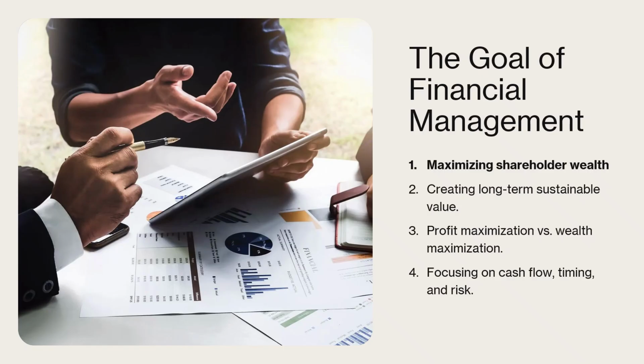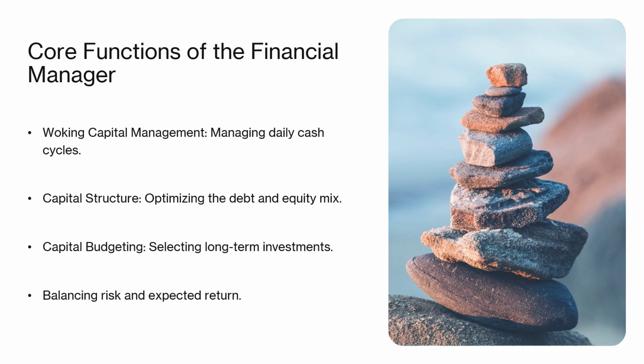To understand capital budgeting, we have to start with the core goal of financial management, which is maximizing shareholders' wealth. While maximizing short-term profits sounds good on paper, wealth maximization is about building long-term sustainable value. This means looking closely at actual cash flows, when that cash comes in, and the level of risk we take on to get it. To achieve this goal, financial managers focus on three main areas.